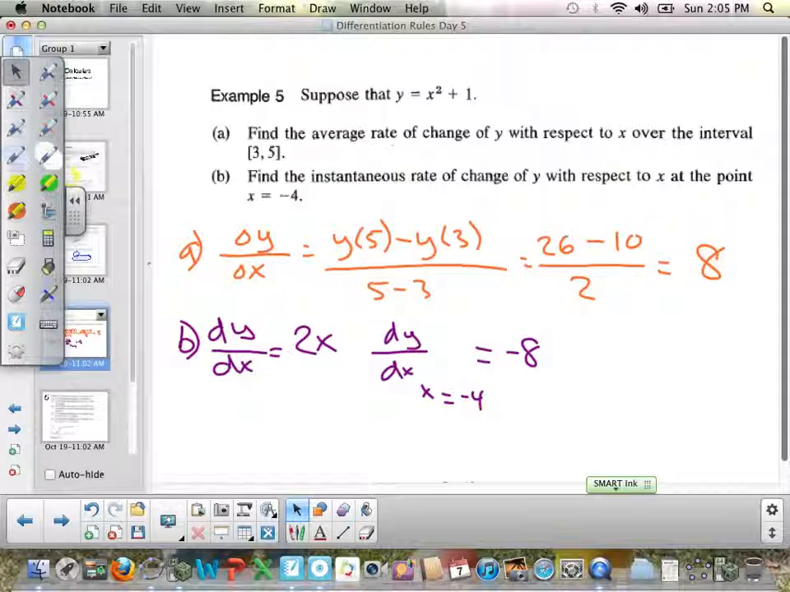So the average rate of change from 3 to 5 is 8. Find y of 5 minus y of 3 over 5 minus 3 and simplify. And the instantaneous rate of change at -4 is -8. You take your derivative and substitute.